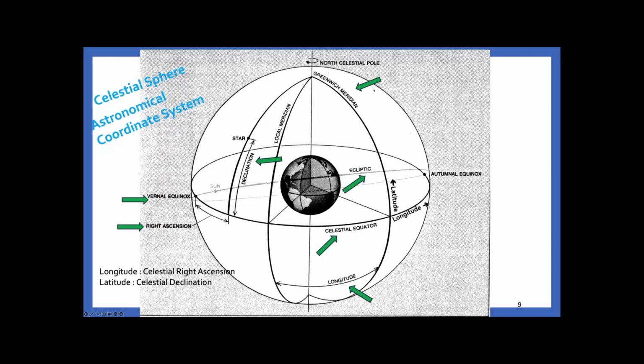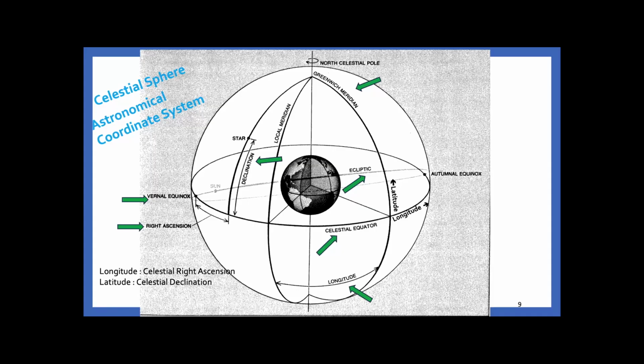Then the celestial sphere, here's the North Celestial Pole, and the vernal equinox is where the ecliptic, which we see here, intersects the celestial equator, which is the extension of that. And right ascension is measured eastward from the vernal equinox along the celestial equator. And of course, declination is north and south of the celestial equator. And of course, over on the other side is the autumnal equinox.